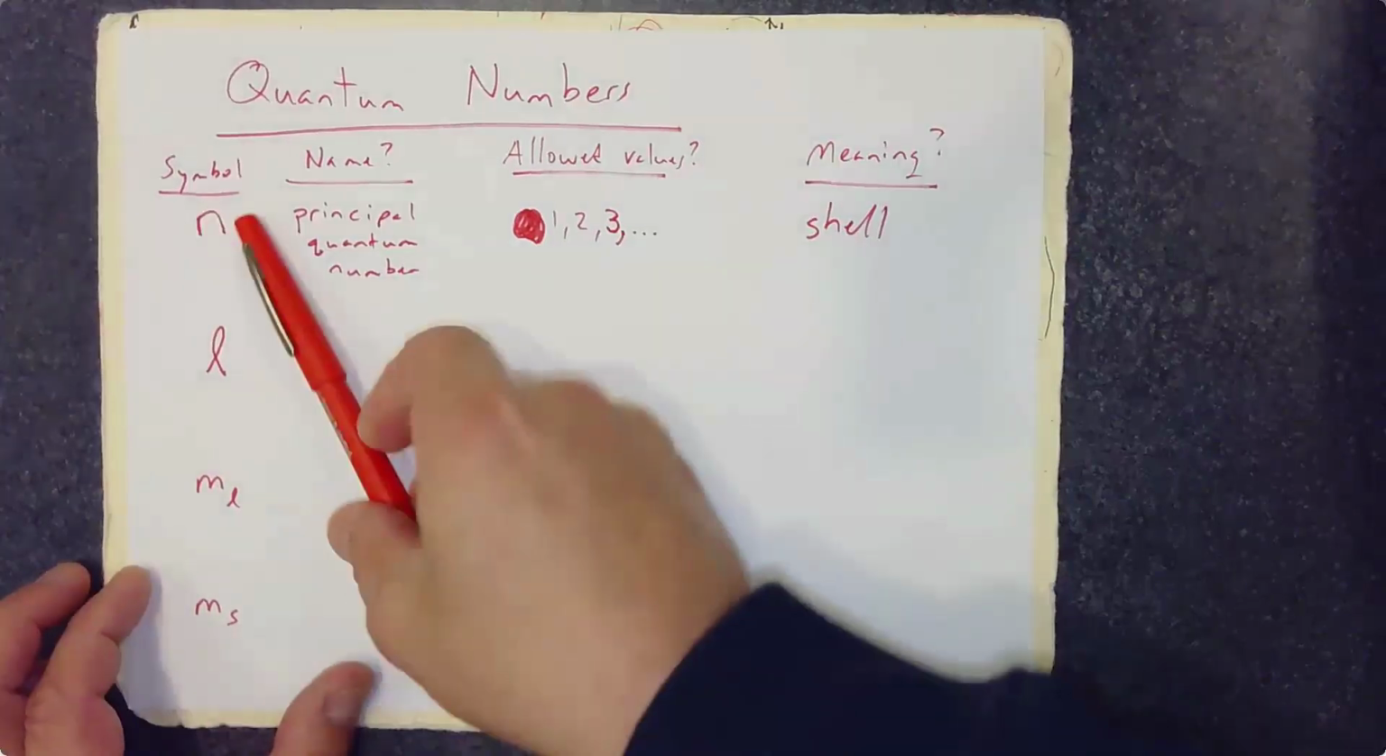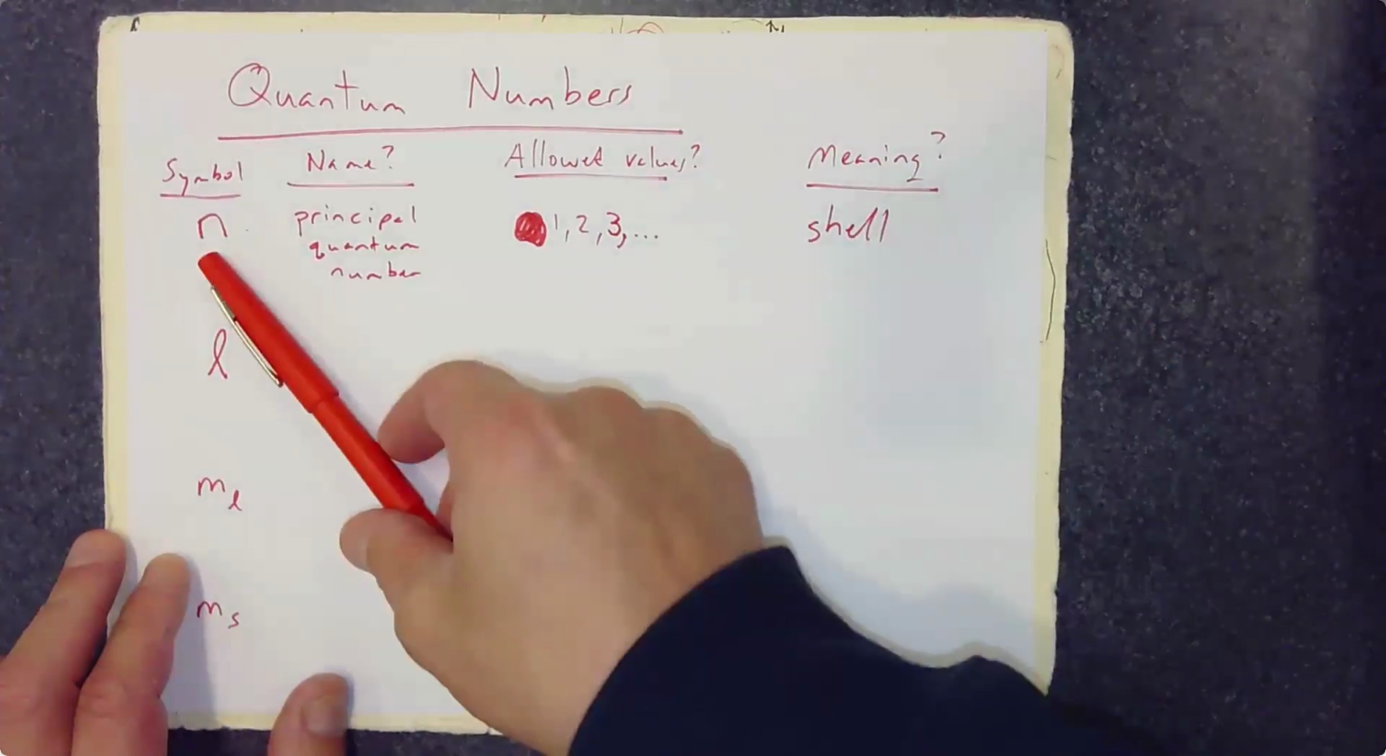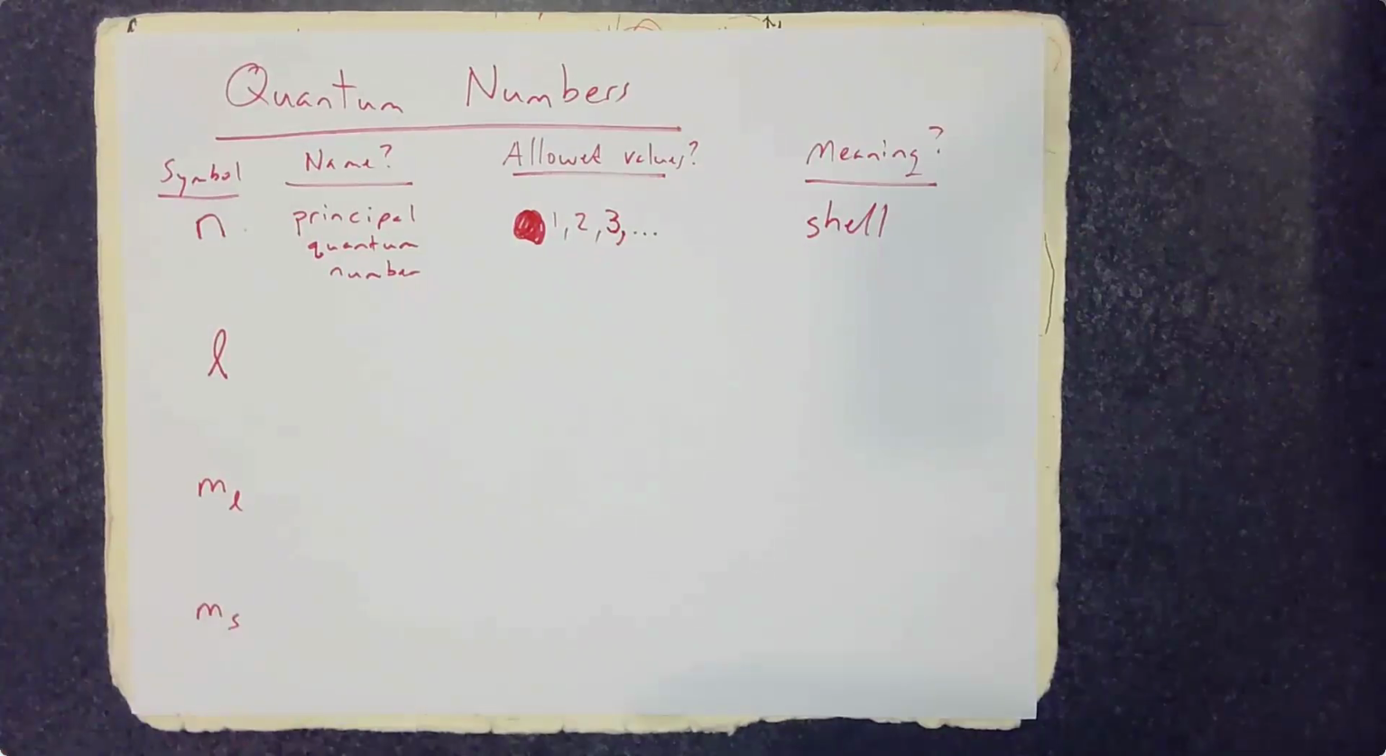For n, we call this the shell. What does it mean? What is n? We call it the principal quantum number. What does it mean? It's the shell. It's how far away from the nucleus the electrons are. That's all it is. It's the average distance.